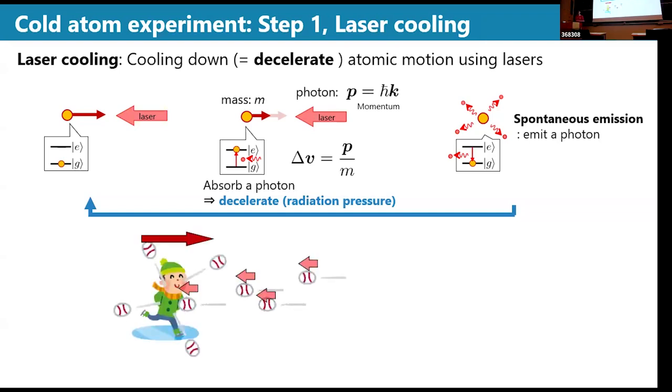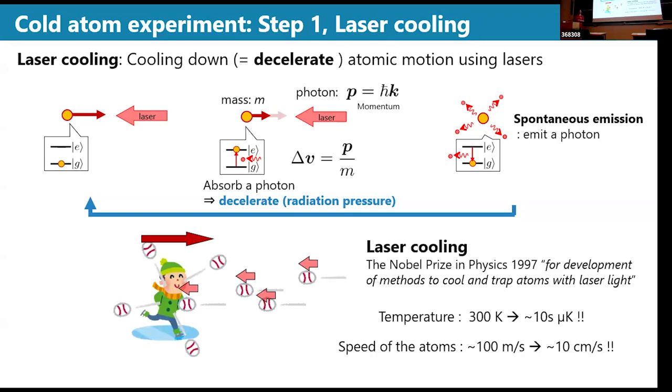Now, this is a schematic. Maybe you can imagine this guy will decelerate. And this is called laser cooling. It's a Nobel Prize technique. And the original temperature is 300 Kelvin, room temperature. And after this laser cooling, the temperature goes to tens of microkelvin in the case of rubidium, which corresponds to the speed of atoms going from 100 meters per second, almost the same as the speed of sound, to 10 centimeters per second.